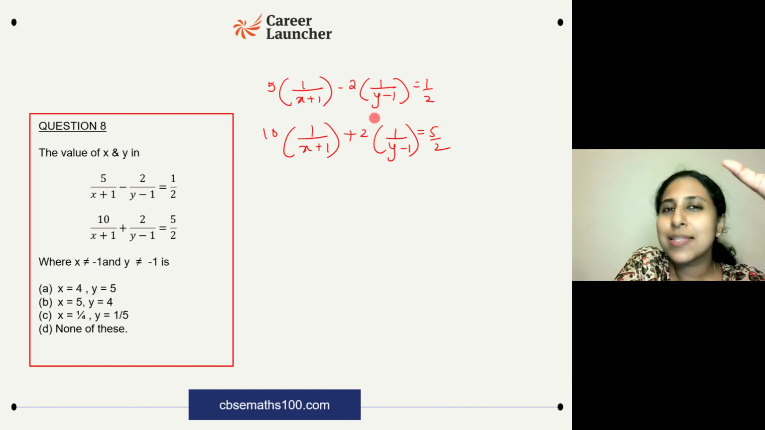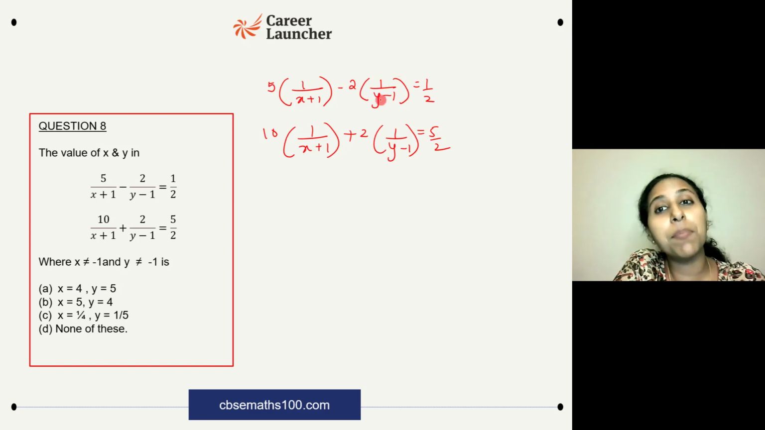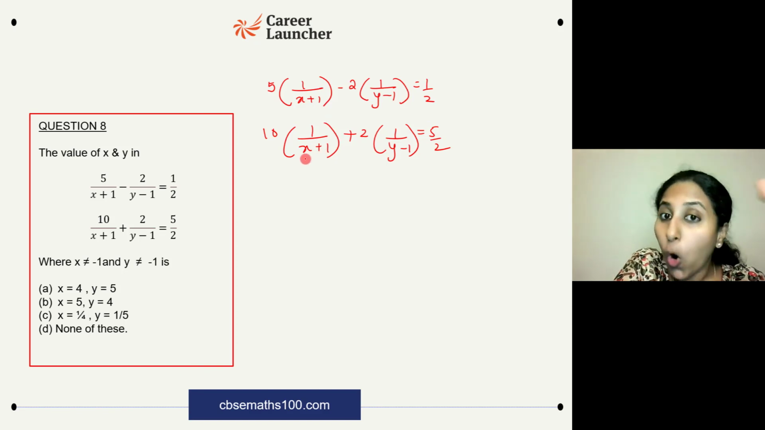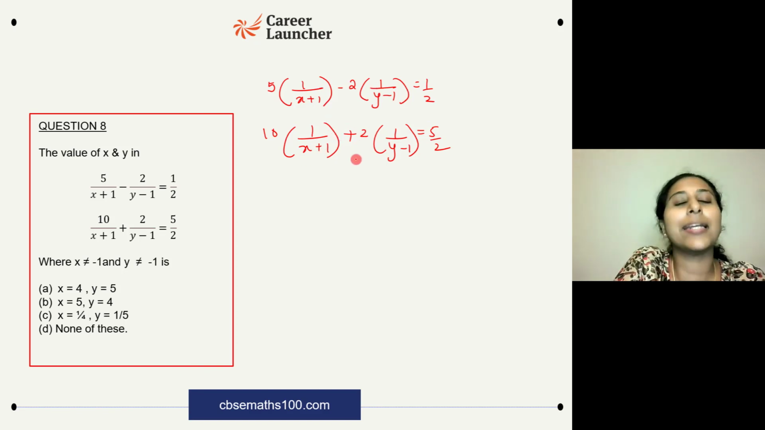In order to simplify the calculations, you can substitute over here 1 by x plus 1 as some other letter. You could say that 1 by x plus 1 is equal to a, and you could say that 1 by y minus 1 is equal to b, and then solve. That is possible. You can do that. Or you could choose to directly solve this.